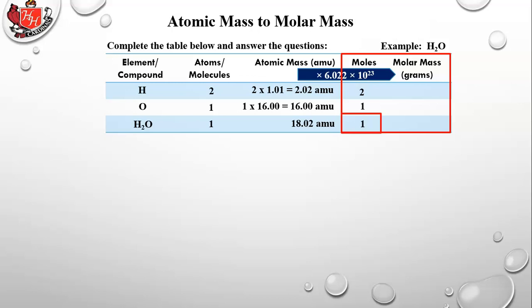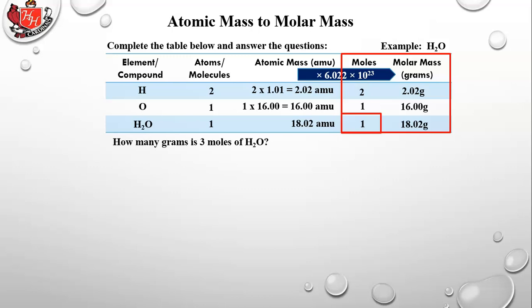And then for the molar mass, we know that the number stays the same, but the unit changes to grams. So 2.02 AMU becomes 2.02 grams. 16 grams is the mass of a mole of oxygen atoms. And if you add those up, you get 18.02 grams, which is a mole of water molecules. So let's work a few problems here and see how this all comes together.